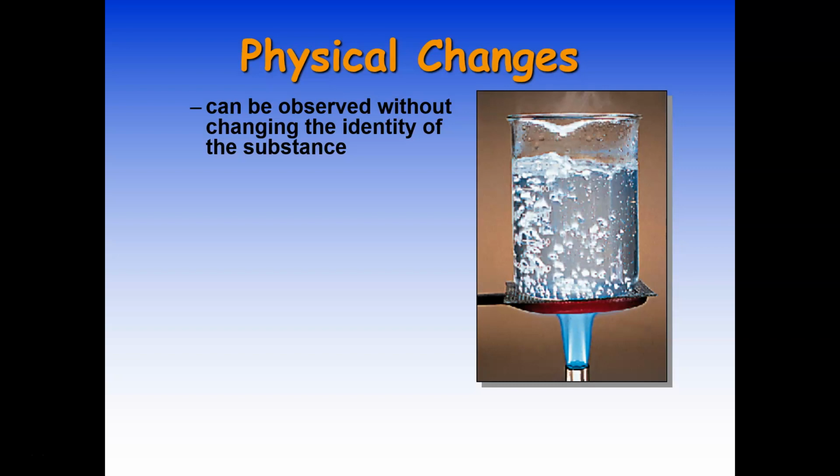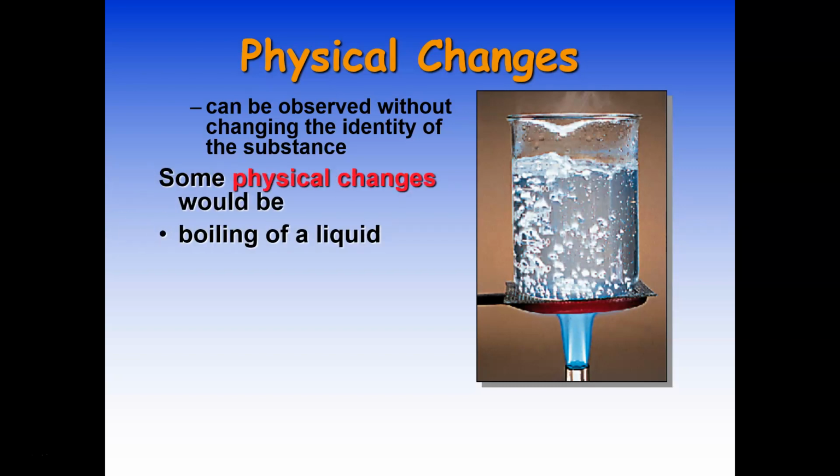We would say something is a physical change if it can be observed without changing the identity, the molecular or atomic structure, of the substance. Some examples of physical changes would be boiling of a liquid. We can boil water and it's still water. The melting of a solid. I can melt an ice cube and it's still going to be water.